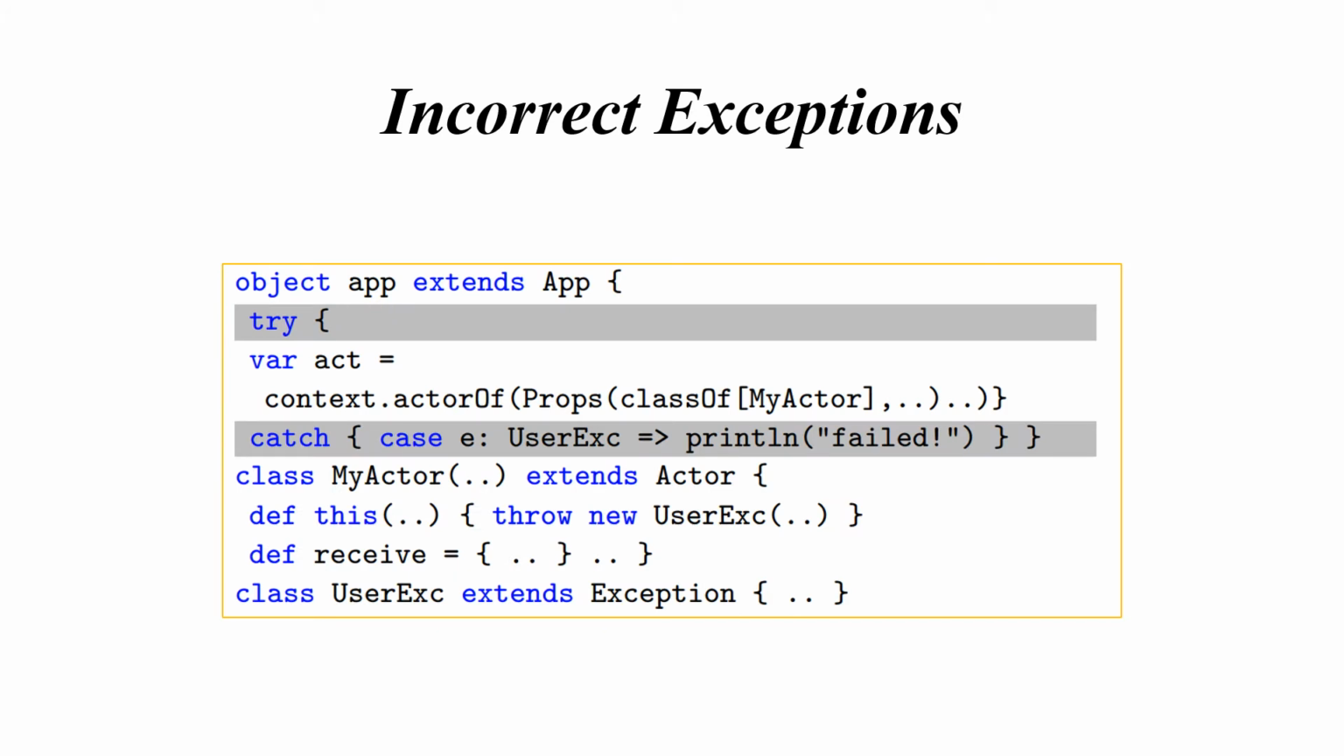To better understand our symptoms, we present examples of bugs with these symptoms. To illustrate, this code, which is written in Scala Akka, shows a buggy actor program with an incorrect exceptions symptom. The code declares the application app and the actor my actor with a constructor this. In app, the developer intends to create the actor act of type my actor as a child of app and catch the exception that its creation throws.